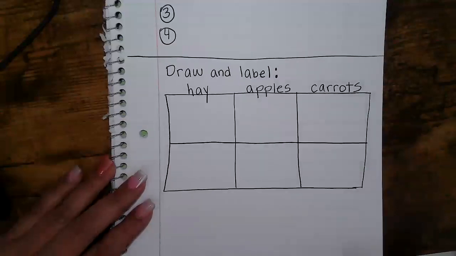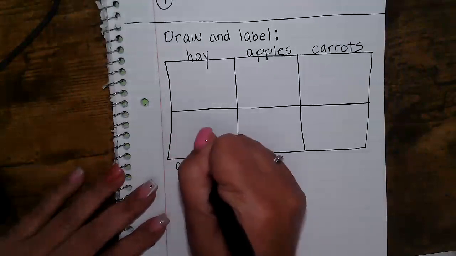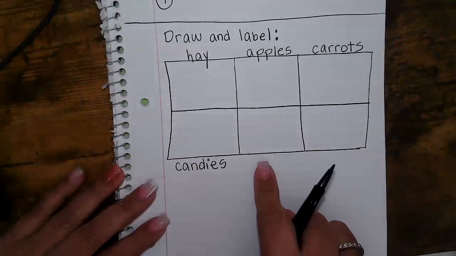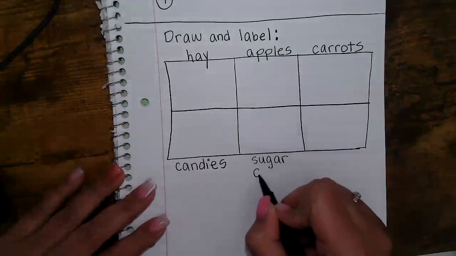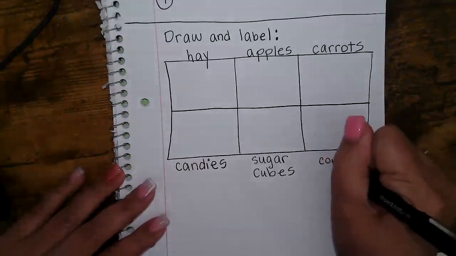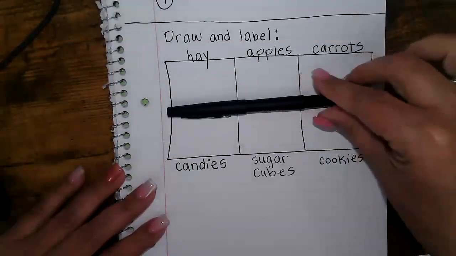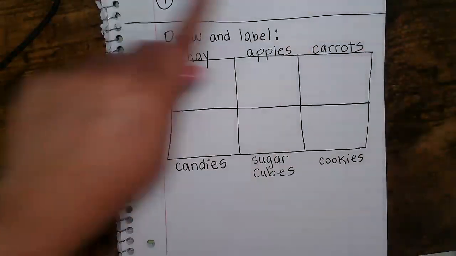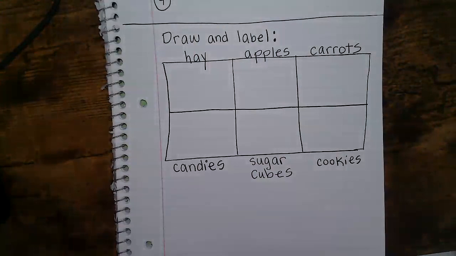Okay, good. And here I want you to write candies. And here I want you to write sugar cubes. And here I want you to write cookies. Oh, I love that word, cookies. Go ahead, make sure you have all these words. You should have all these words written down. Great job. We're going to put this on the side for a minute.